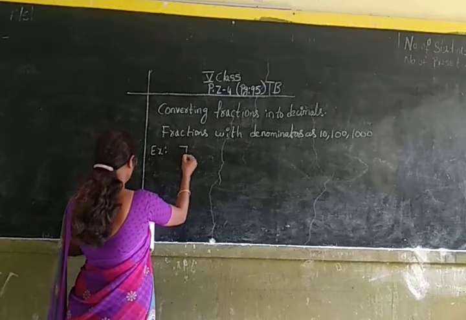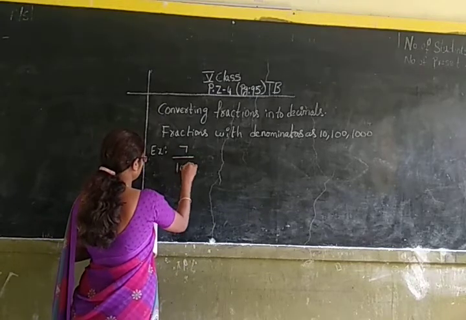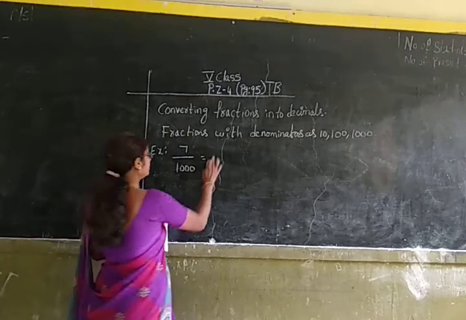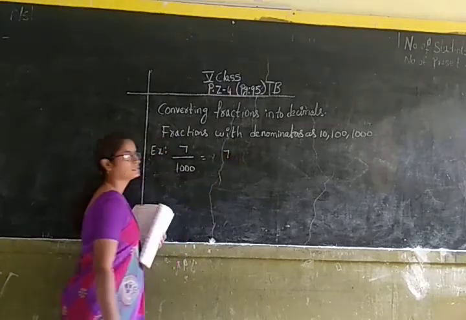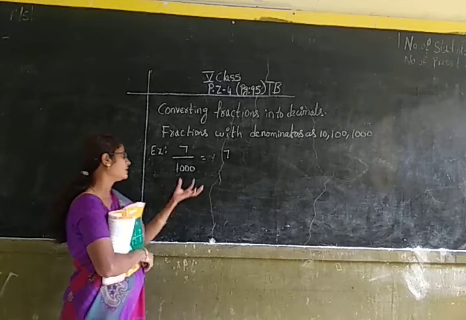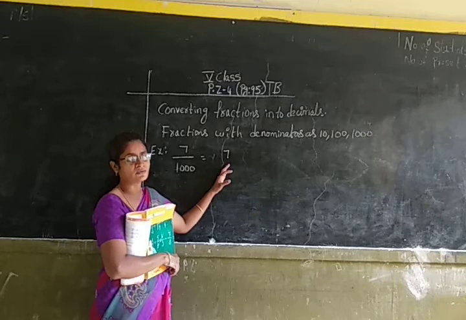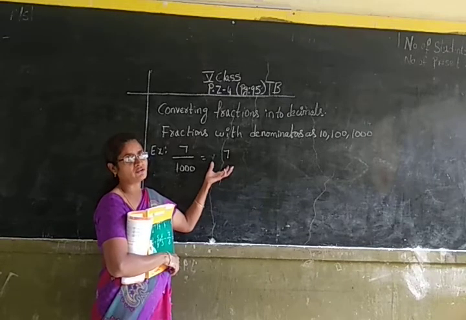So let us take 7 by 1000. First write down the numerator as it is. The numerator is 7. In the denominator we are having 3 zeros. So we have to place a point after 3 digits.